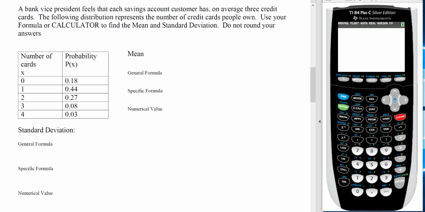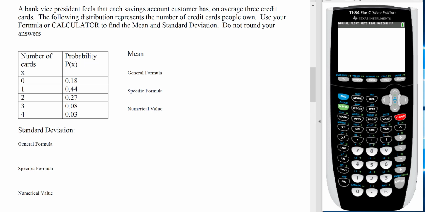In this problem, we'll be finding the mean and standard deviation for the number of credit cards from a probability distribution. A bank vice president feels that each savings account customer has, on average, 3 credit cards. The following distribution represents the number of credit cards people own. Use your formula or calculator to find the mean and standard deviation and do not round your answers.